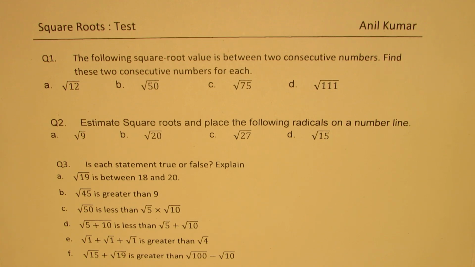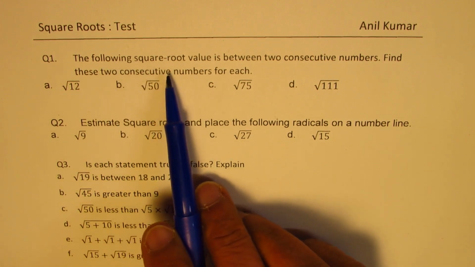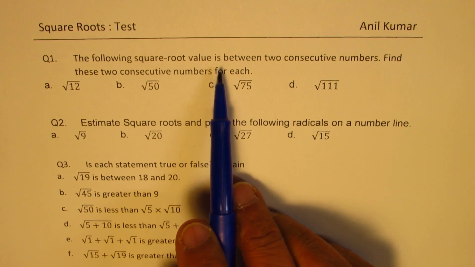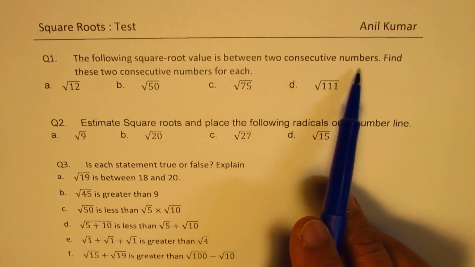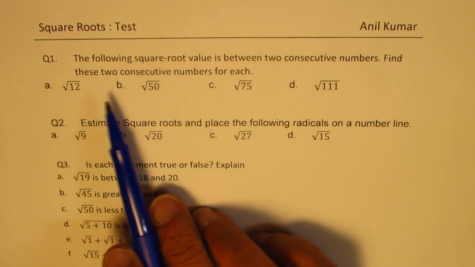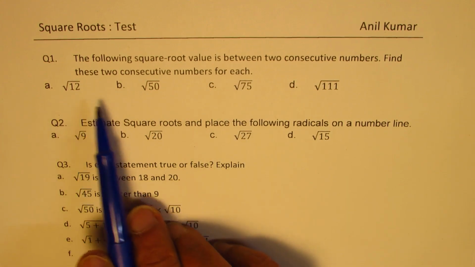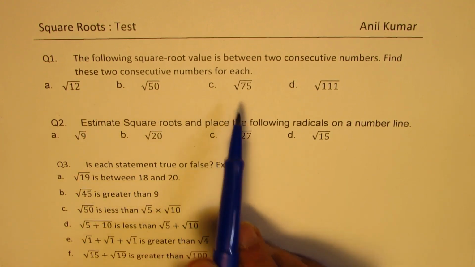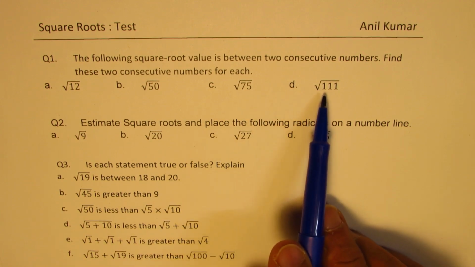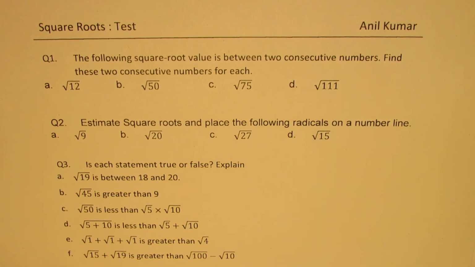Let's begin with the very first question, which is: the following square root values are between 2 consecutive numbers. Find these 2 consecutive numbers for each: A is square root 12, B is square root 50, C is square root 75, and D is square root 111. Consecutive numbers are numbers which come together, right? So now let's try to estimate these numbers.